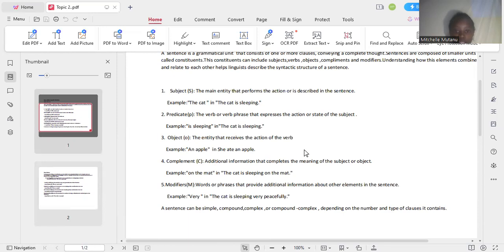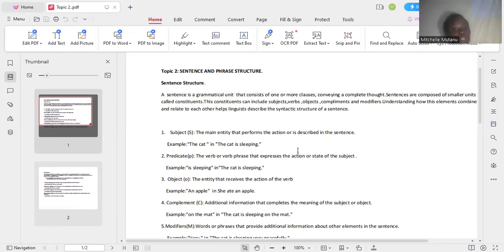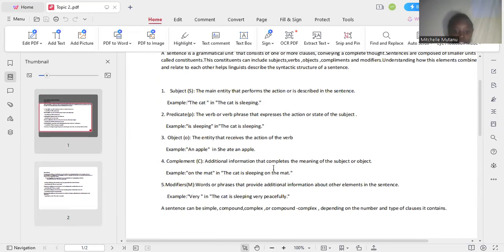Now we are going to proceed from here in our next class. In our next class, we are going to know more about sentence structure and the types of sentences.